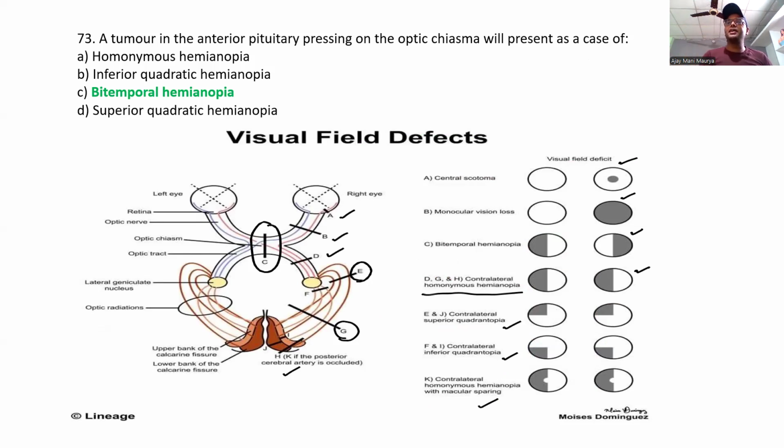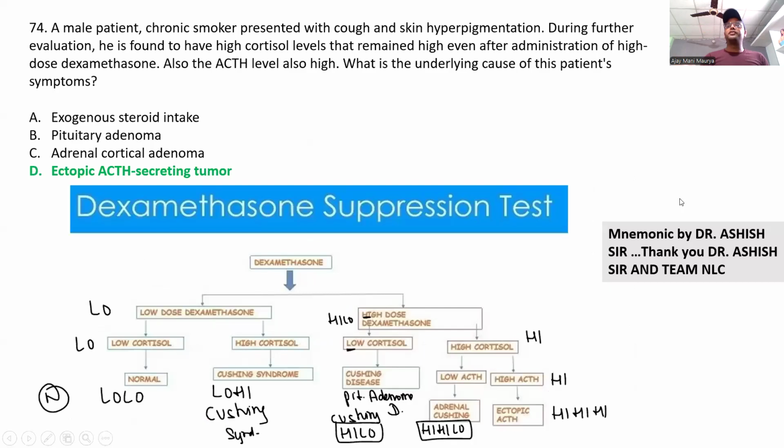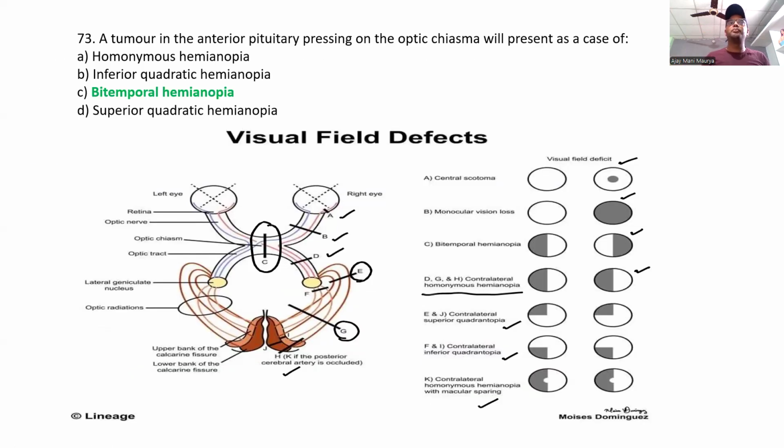Now, this is both sides. This is the bitemporal hemianopia, the same side here, and this is the contralateral. Please study this one, guys. This is macular sparing, contralateral macular sparing. They will just give this diagram, guys, and you have to identify which condition it is. Please remember, guys, at least remember this bitemporal hemianopia.